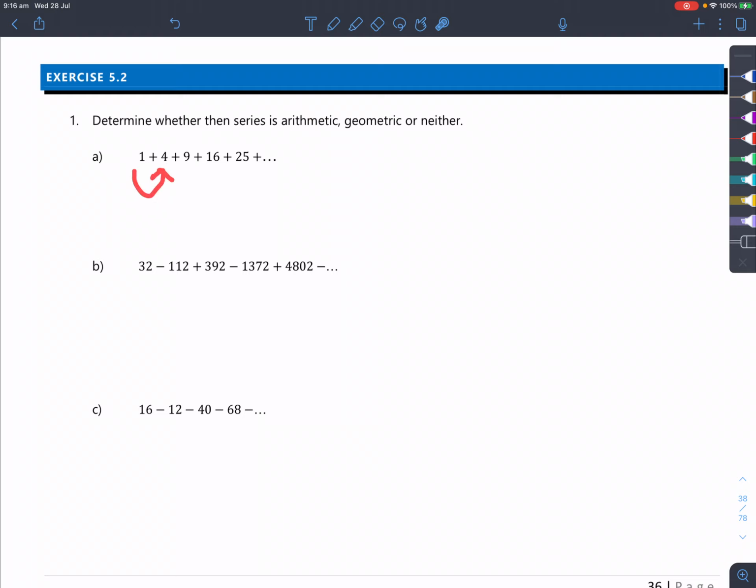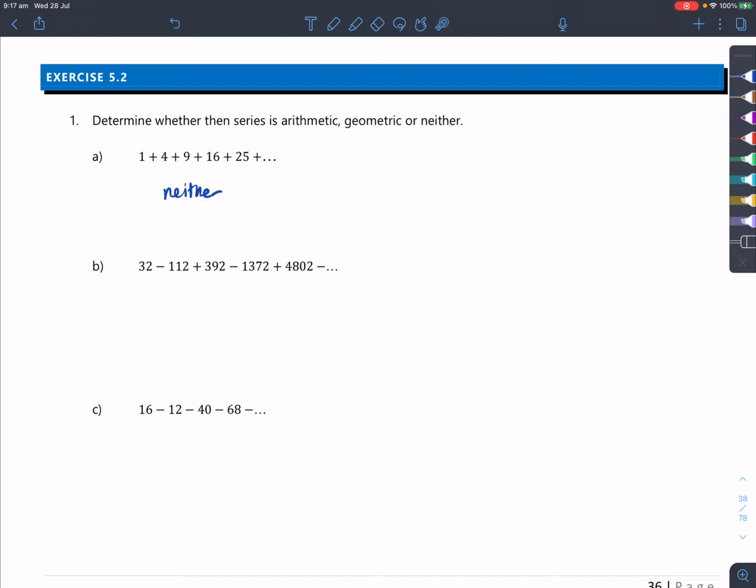When you times 1 by 4, you get 4. But 4 would have to times by, well, I guess 9 over 4, okay, to get 9. And these two are not the same ratios, so they're not GP either. So the answer for this one is neither.